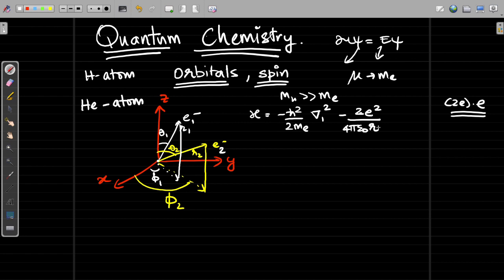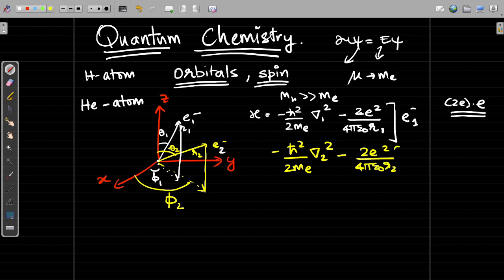So this is the equation that we have for electron 1, and the same type of equation can be written for electron 2: minus h cross square by 2 m_e, Laplacian del 2 square, minus 2e square. Of course, I missed a 1 here because it has to refer to the vector r1. So this is going to be 4 pi epsilon naught r2. This pertains to electron 2. So what we have written so far is that one half is the kinetic energy and the other is the potential energy: kinetic energy and potential energy for electron 1 and electron 2.